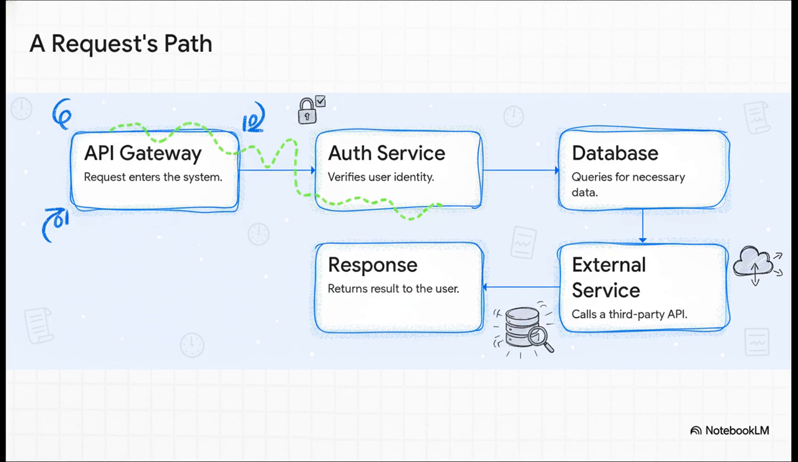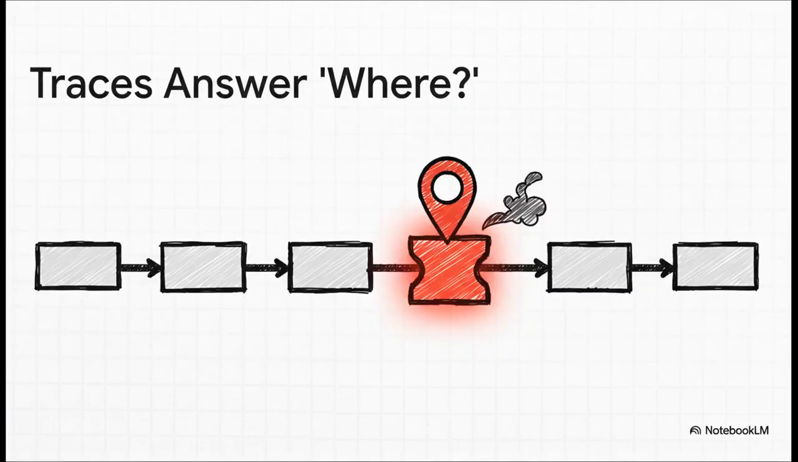And you can see that journey right here. A request comes in, it hits the API gateway, then it goes through authentication, it queries a database, maybe it calls out to some external service, and then finally it sends a response back. A trace maps out that whole sequence for us. And this is just incredibly powerful because a trace answers the where question. Where's the bottleneck? Is the database being slow? A trace can pinpoint the exact service, the exact spot where the delay or the failure is happening.